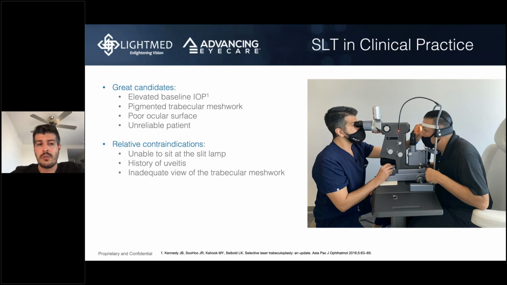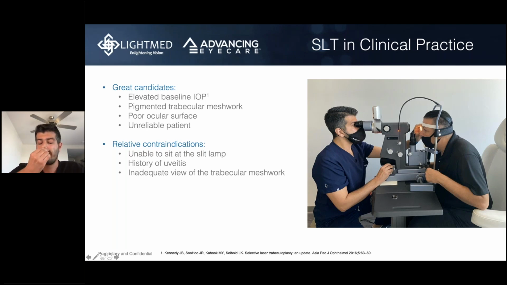There's almost no absolute contraindication to it. The only one I can think of is if the patient is just physically not able to sit at a slit lamp to do the SLT, but then if they can't even sit at the slit lamp, what are the chances they're going to use their eye drop the way they're supposed to? So I really try hard, even for those patients, to position well.